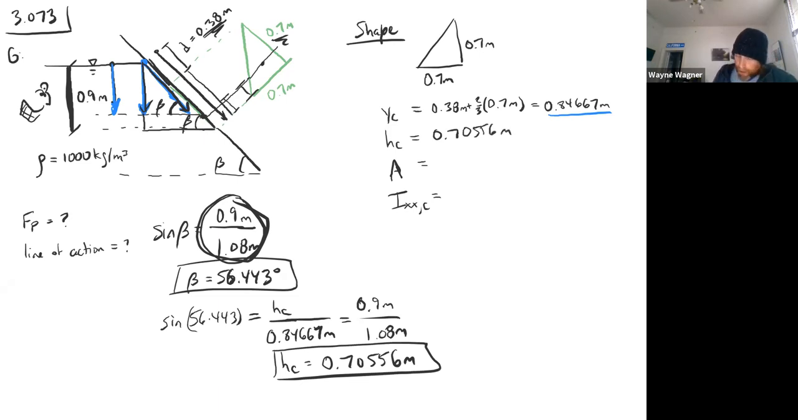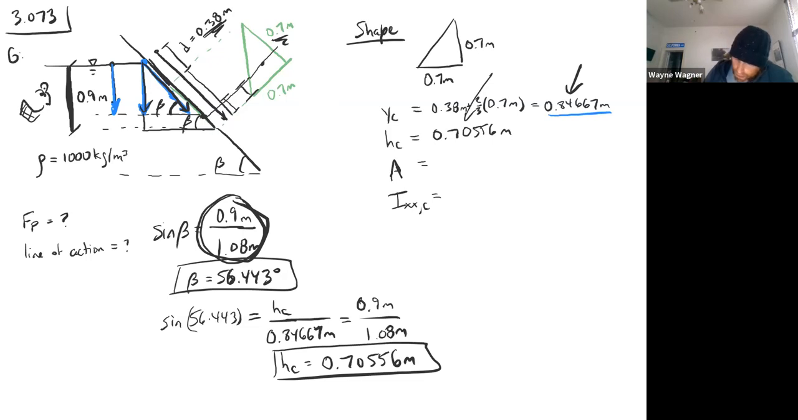0.70556. What's good at this moment is to look at this number and make sure it makes sense to you. Which one should be longer? Well, the y sub c is always larger than the h sub c, because the h sub c just goes straight down. The y sub c, if it goes straight down, is the same, but if it's on an angle, it's something totally different.